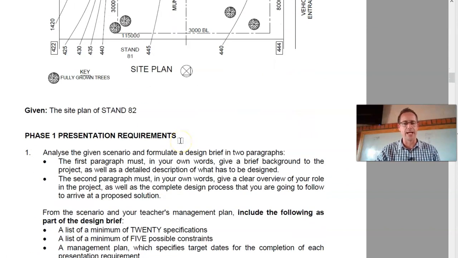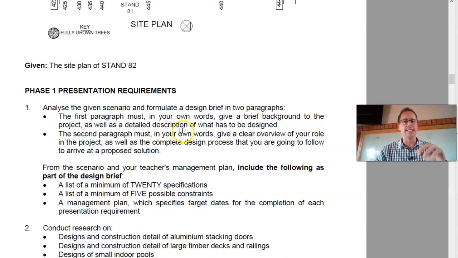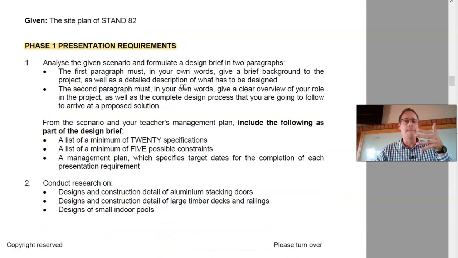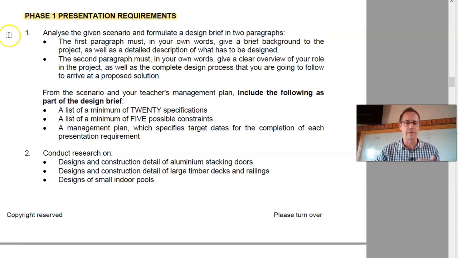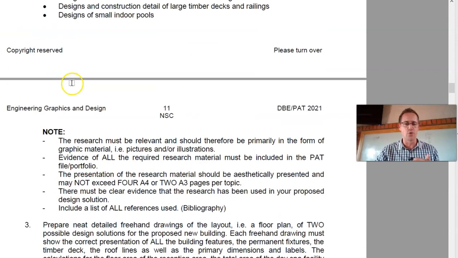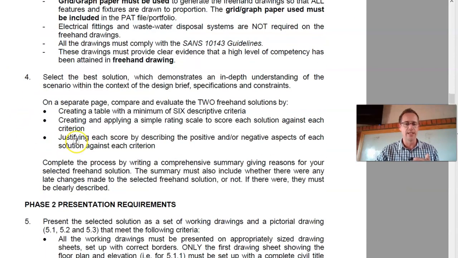Okay, so a PAT is divided into three phases. The first phase here is your presentation requirements, and that includes five main items: the design brief, the specifications, the constraints, your management plan, and your introduction paragraphs. Those are the five items that you need to take note of. And the detail about those you can find in this part here, all the way to where it ends here, at your comprehensive summary at the end of your actual research.